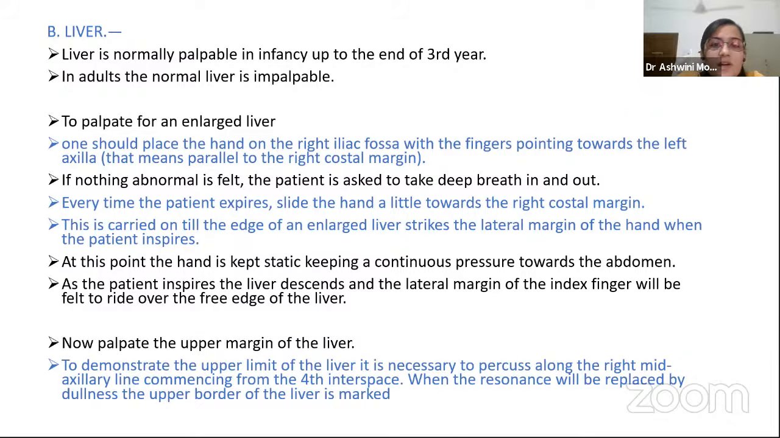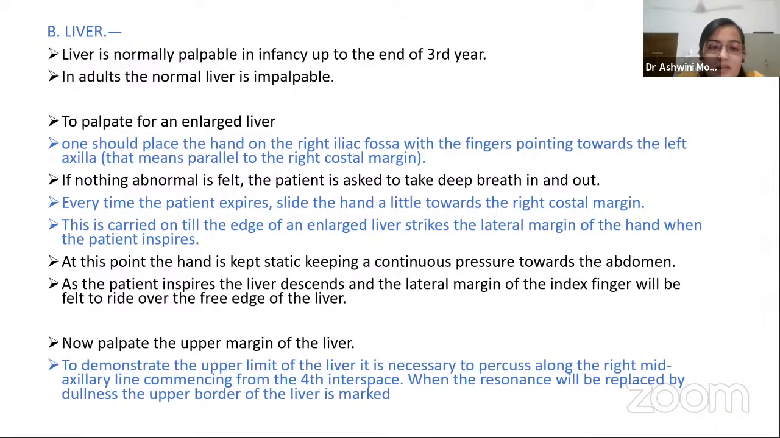Every time the patient expires, slide the hand a little towards the right costal margin, as I said, that we are moving during the expiration and palpating during the inspiration. This is carried on until the edge of the enlarged liver strikes the lateral margin of the hand when the patient is inspiring. At this point, the hand is kept static and continuous pressure is kept towards the abdomen. As the patient inspires, the liver descends and the lateral margin of the index finger will be felt to ride over the free edge of the liver.